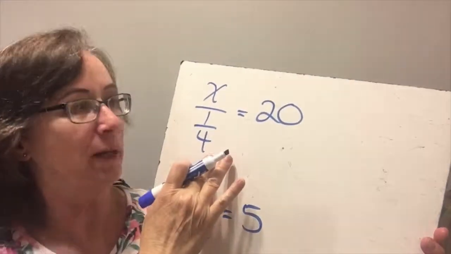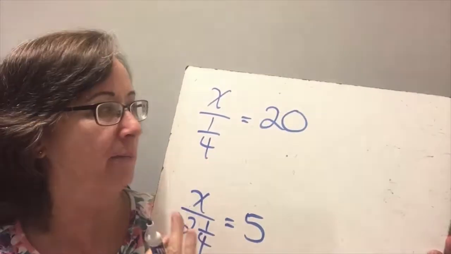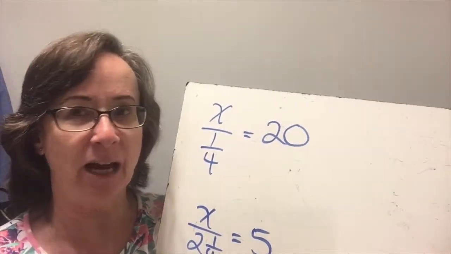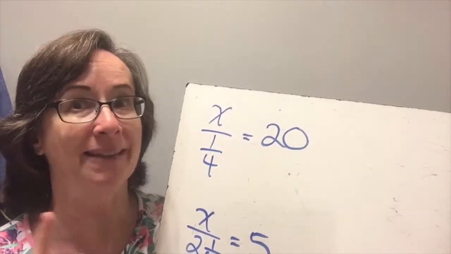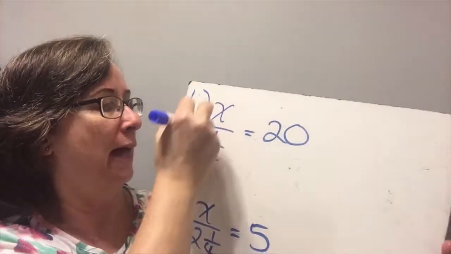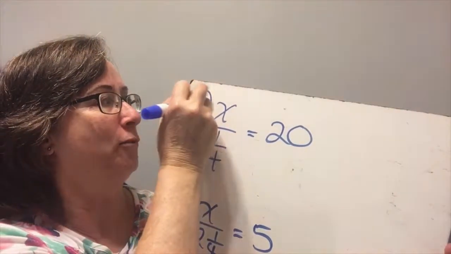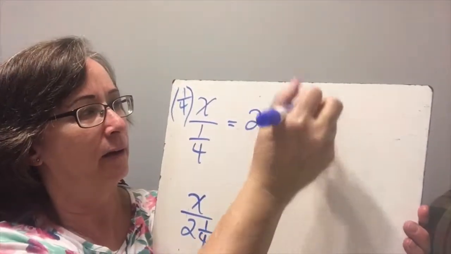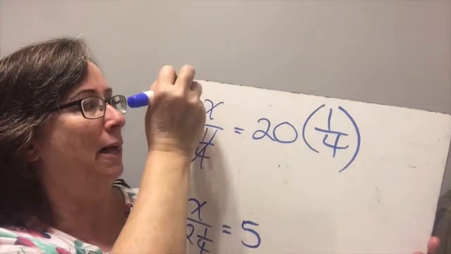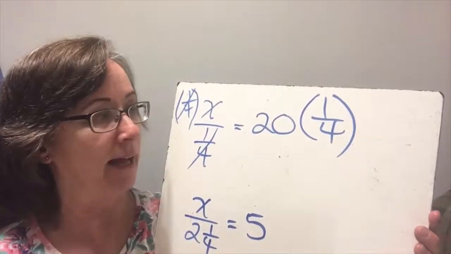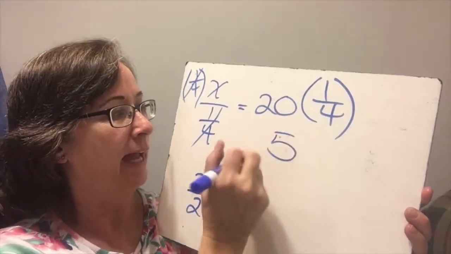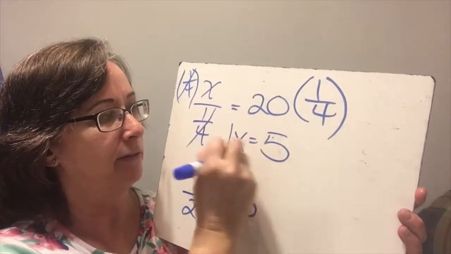Okay, in this first one, I have a fraction in the denominator. Well, in order to get rid of a fraction in the denominator, I can just multiply by the same fraction on the numerator. So I'm going to multiply by 1/4 and 1/4. Okay, so the 1/4 on the bottom and the 1/4 on the top cancel out, and I'm left with 20 times 1/4, which is 5, and I get x equals 5.